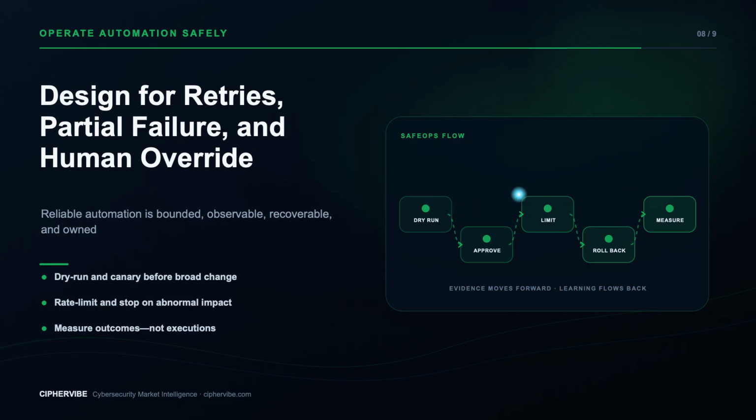Version code, configuration, schemas, and runbooks together. Require review and protected branches. Sign or otherwise verify released automation. Pin the runtime and dependencies. Scan source and packages, but also review the automation's authority and business logic.